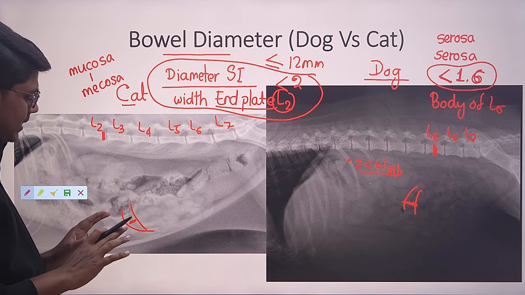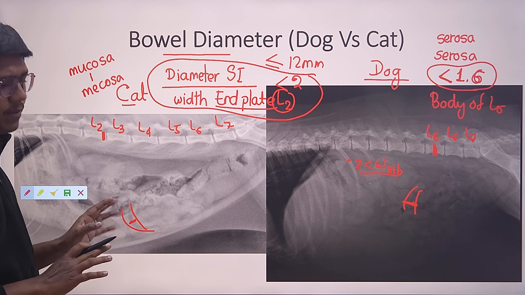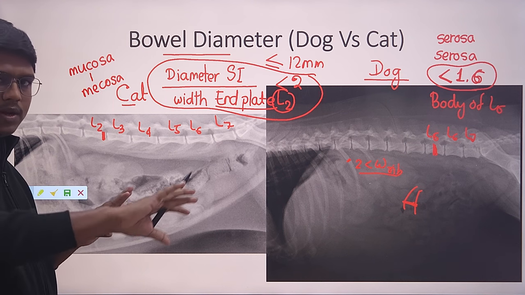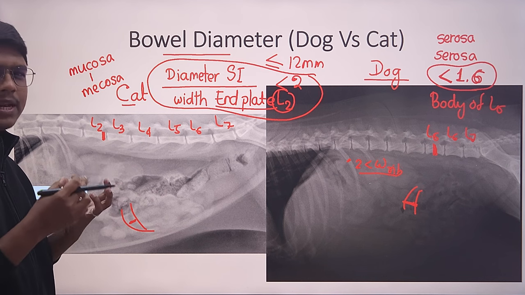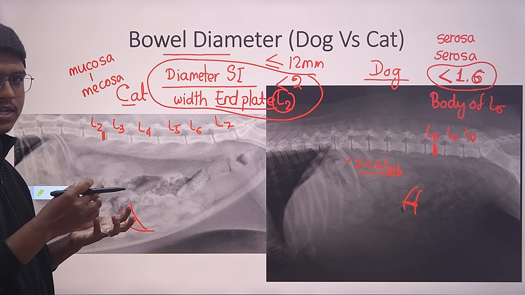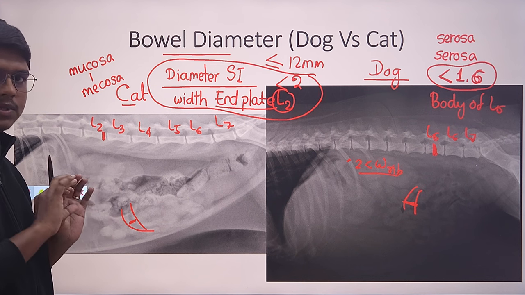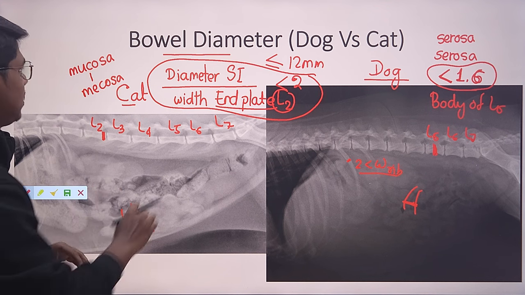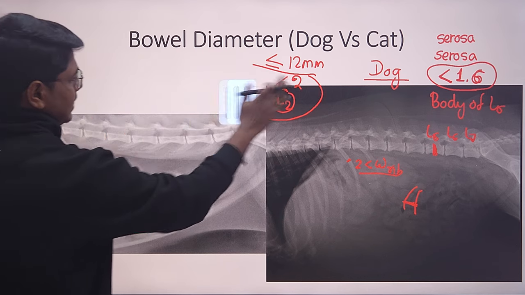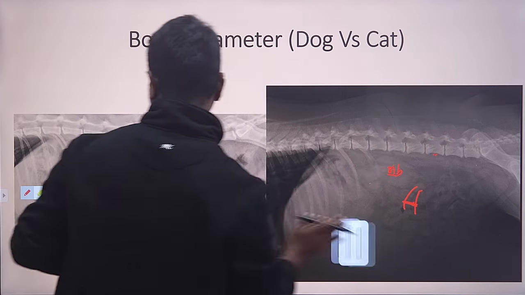Also, you should know that the bowel diameter is usually uniform across the length. The duodenum can have a slightly larger diameter, but most of the time the jejunum, ileum, and the distal part of the duodenum have equal diameters. Okay, so this is the reference regarding the diameter.